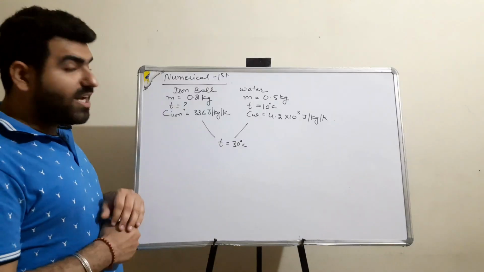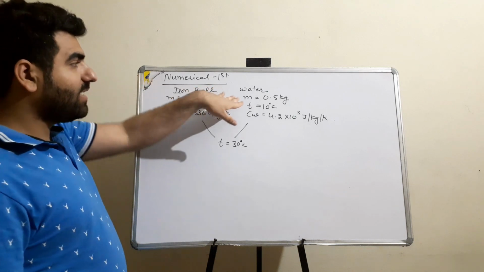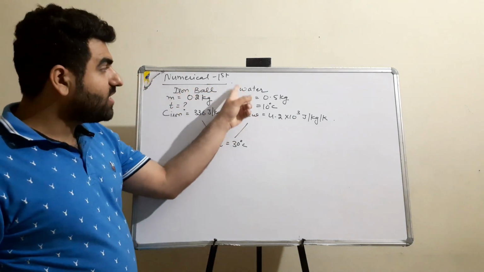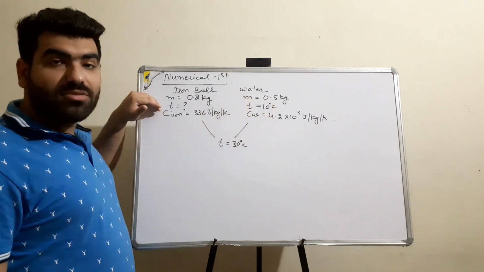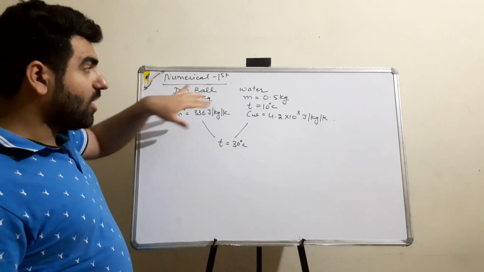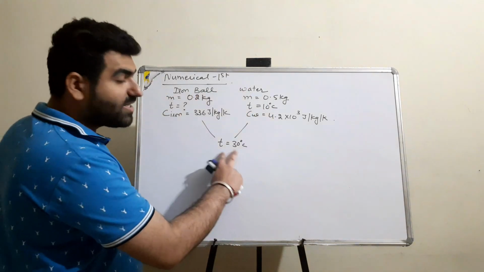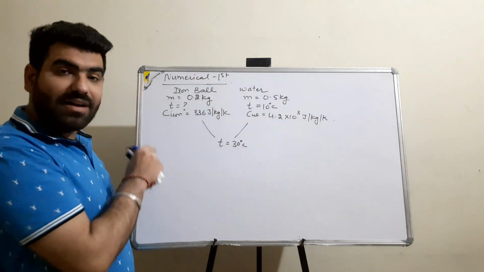Alright, as the statement says, there were two things. First is the iron ball and then is the water. The iron ball is having mass 0.2 kgs, the water is having mass 0.5 kgs. We have to find out the temperature of the iron ball, but the temperature of water is given as 10 degrees Celsius. This is the final temperature. So we have to make this type of table.